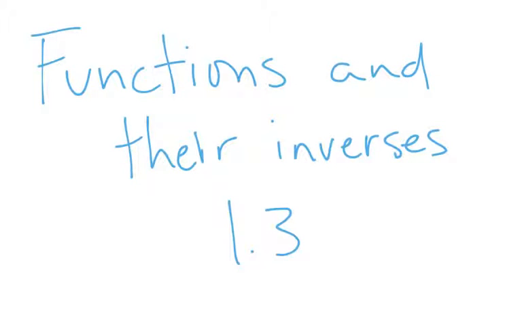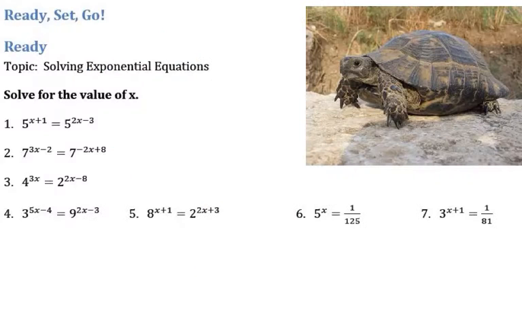Here we are with functions and their inverses, 1.3. Alright, so now these first ones look a lot more difficult than some of them really are. Okay? And the idea is with these rules of exponents.